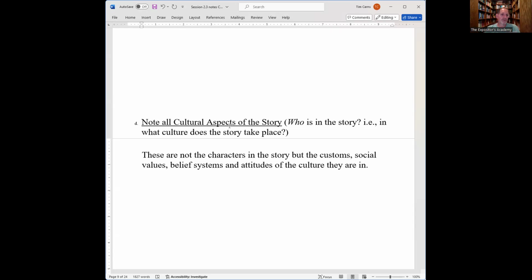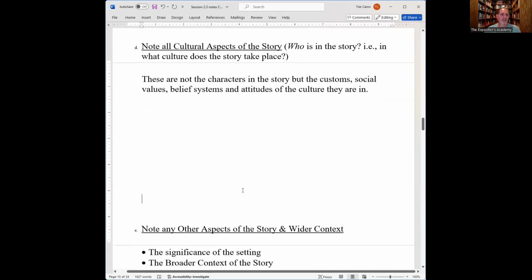And in Ruth, you're going to pay attention to some of the cultural practices: meeting at the city gate, the exchange of the sandal, the kinsman redeemer. Those are cultural practices that you want to take note of, knowing that we're talking about Israel in the time of the judges, and those are practices that take place in the story. So customs, social values, what they believe, those kinds of things.